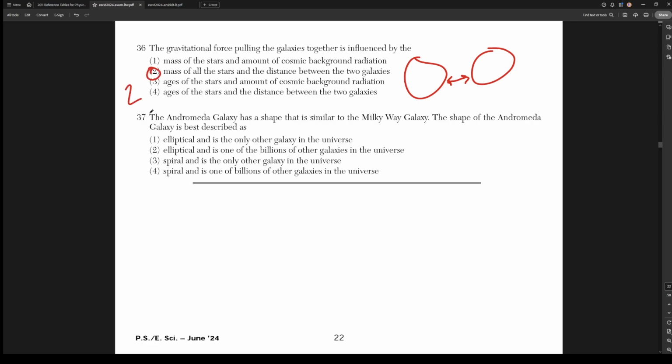37. The Andromeda galaxy has a shape that's similar to the Milky Way. What's the shape? So it's going to be a spiral. The spiral is the most common galaxy in the universe. And there's billions of galaxies in the universe, so that's going to be 4.